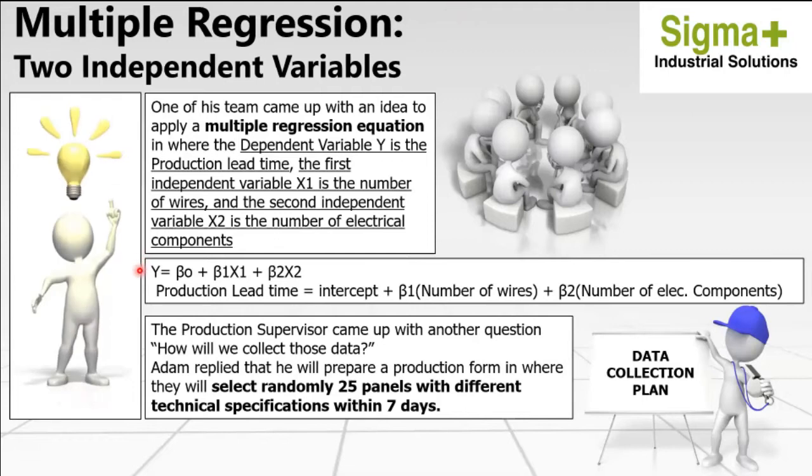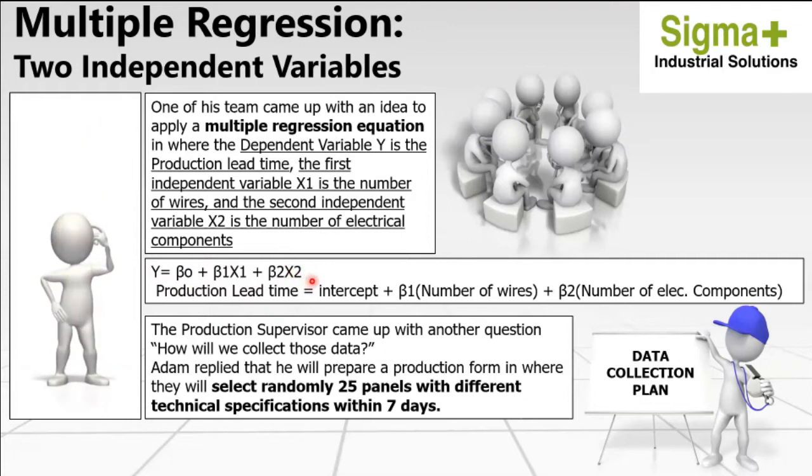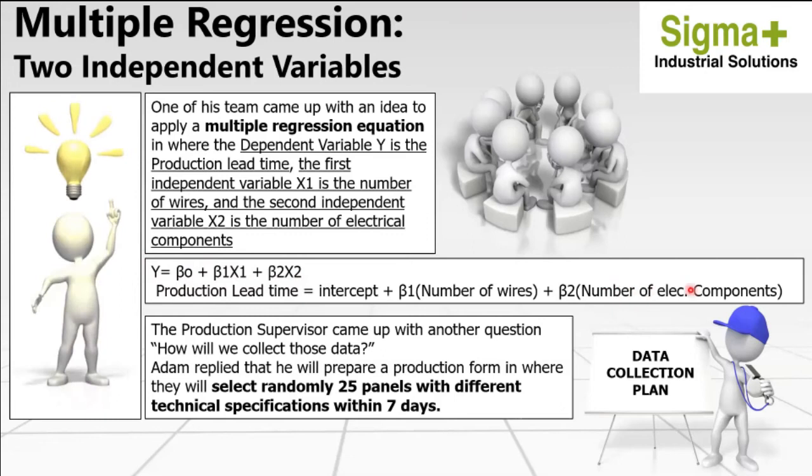Now, if we refer to the multiple regression equation, y is the predicted value, b naught is the intercept, b1 is the coefficient of the first independent variable, and b2 is the coefficient for the second independent variable, which is the number of electrical components. So our equation should look like that.